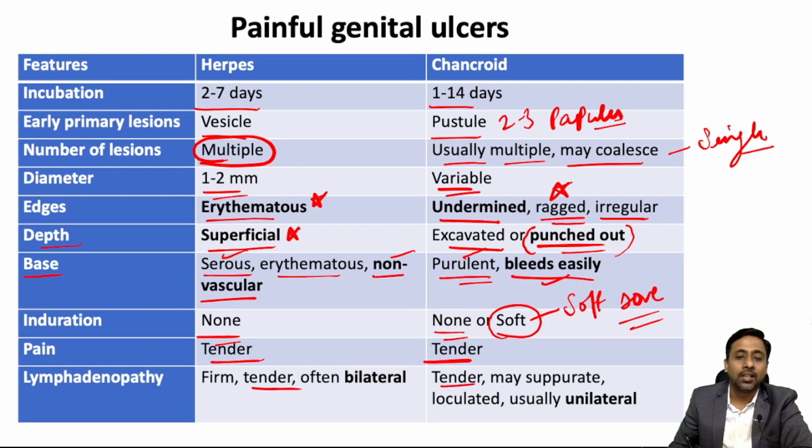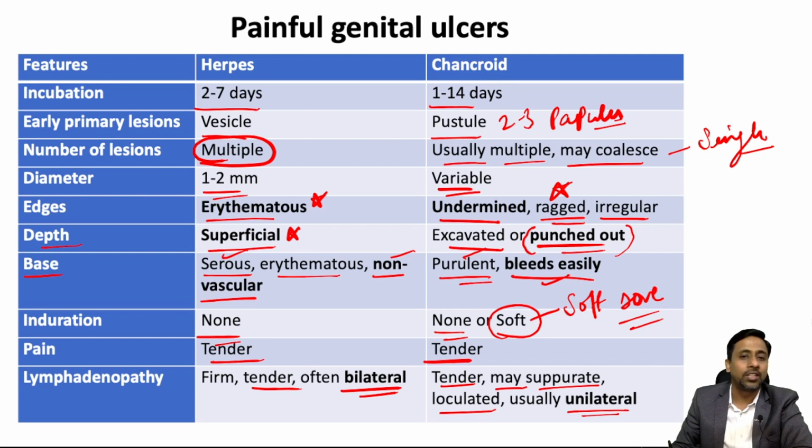However, in herpes it is often bilateral, and in case of chancroid it is usually unilateral. And in chancroid, this lymph node may rupture and suppurate and is usually loculated. So these are the differences between herpes and chancroid.